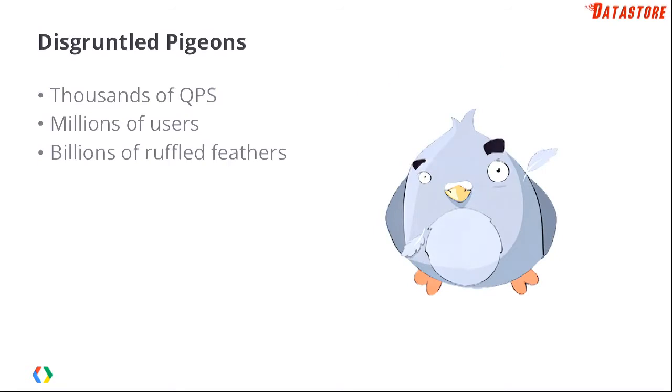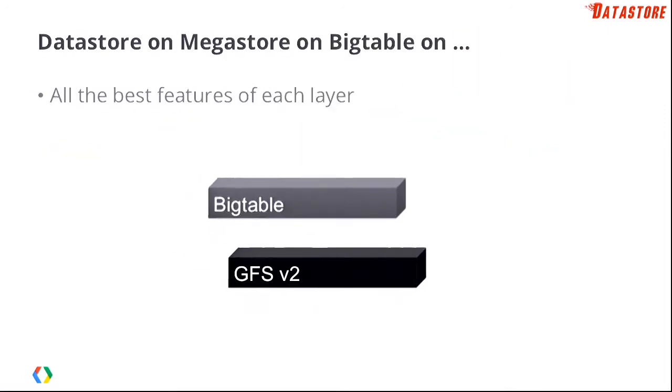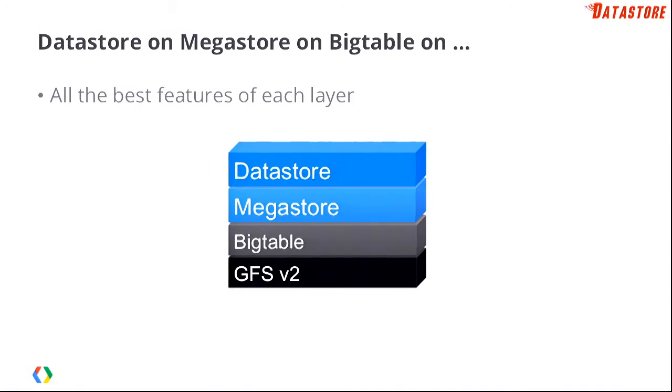Say you're building a hugely popular mobile application. We're talking about thousands and thousands of QPS and millions of users and billions of ruffled feathers. Well, with a data store, there's no headaches, there's no provisioning. It just scales to your use case, and it just works. Let me show you how. So the data store, as I said earlier, is built on top of Google infrastructure. And each one of these layers adds a key component to the data store scalability.